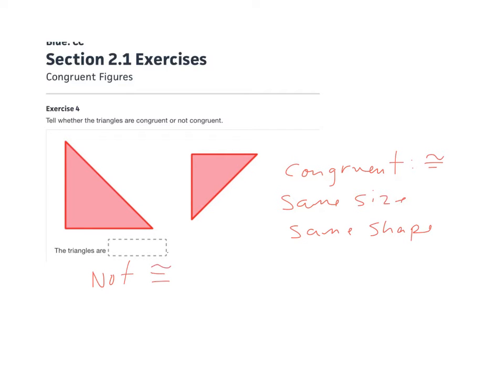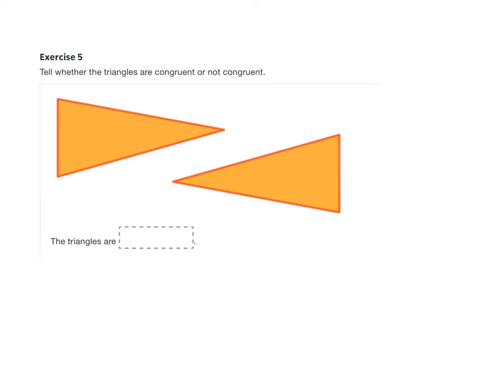And the reason why they're not congruent is they are both right triangles. However, they are not the same shape. They're a different size. One is bigger than the other, so that makes them not congruent. Tell whether the two triangles are congruent. Looking at them, they look like they're the same shape, and they look like they're exactly the same size. So I would say that these are congruent. Same size, same shape.